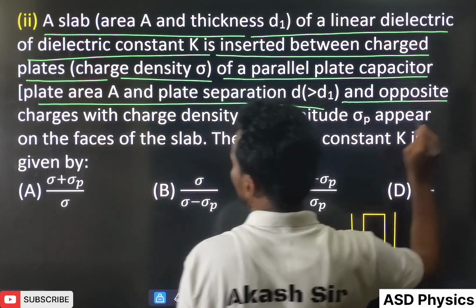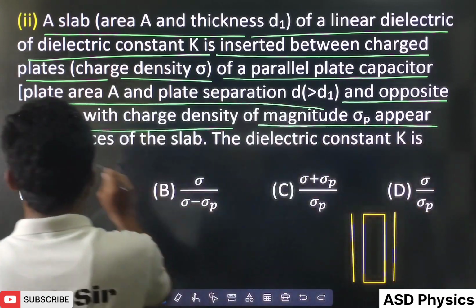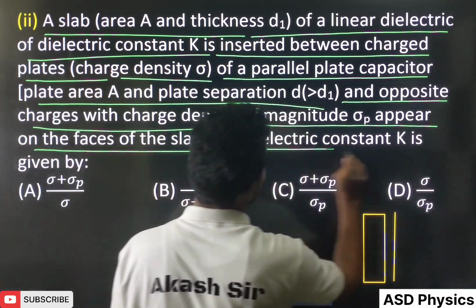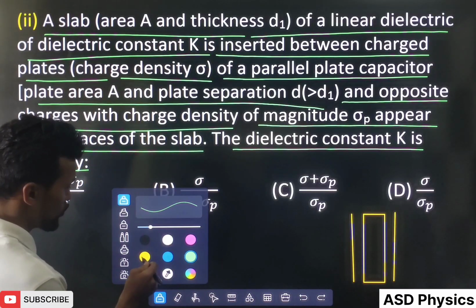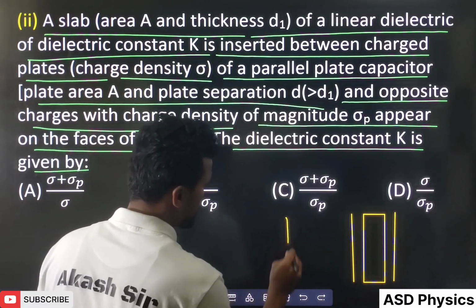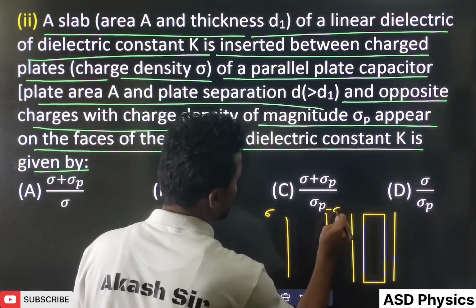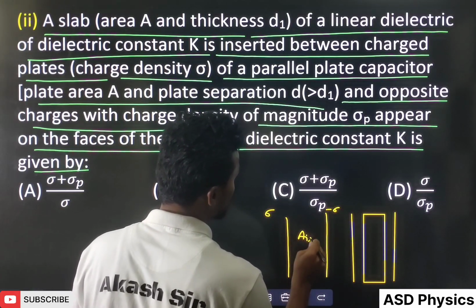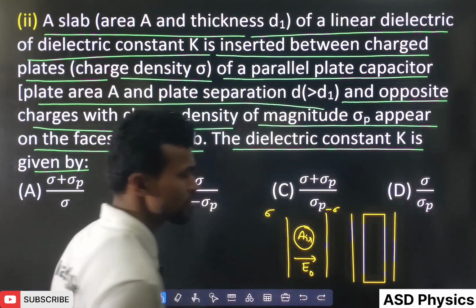Now, opposite charges with charge density of magnitude sigma P appear on the faces of the slab. The dielectric constant K is given by how much here? Okay, students. Remember, initially, if there is no dielectric, here sigma and here minus sigma, and only air is present. And here the electric field is how much? Here the electric field is E naught.